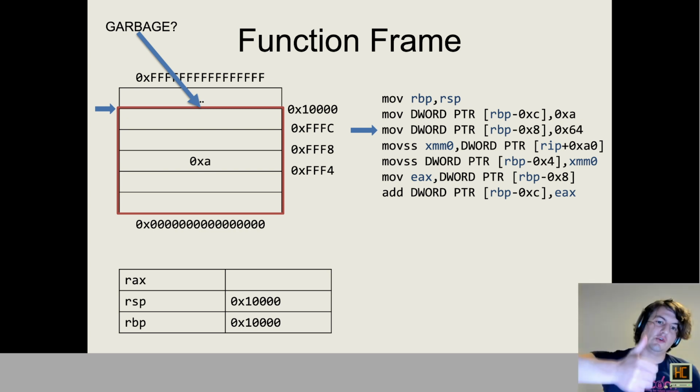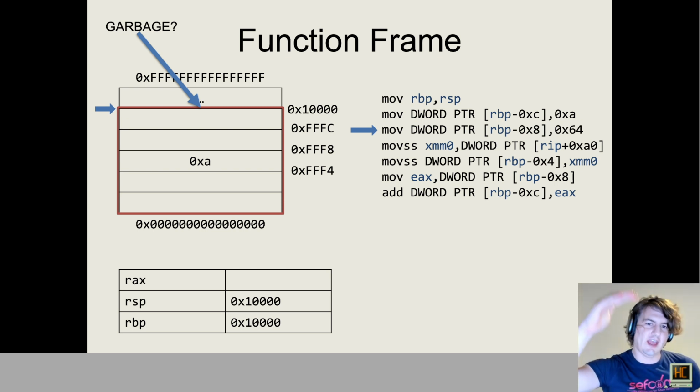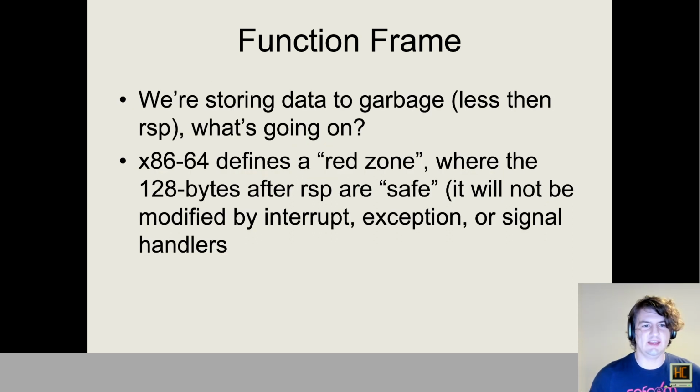Yeah, so everything above, greater than RSP, is good. Everything after that is garbage. But this stupid program that I compiled from GCC actually does this and uses memory even after the stack pointer. The reason is that you won't see this in regular 32-bit x86, but x86-64 defines this concept of a red zone, where 128 bytes after RSP are considered safe, which means they're not going to be modified by interrupts, exceptions, or signal handlers.